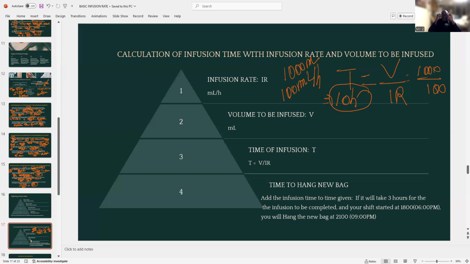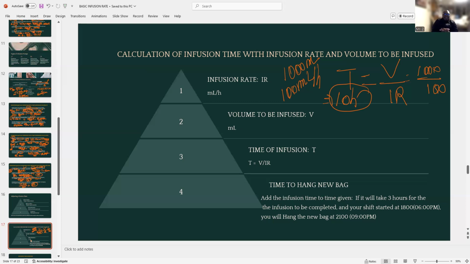What time is it going to be? This way you got to know how you can do your math, how you can do your subtraction. So if I start my shift right there at 7, it's going to be plus 10. It's going to be 5 p.m. At 5 p.m., I will have to hang the new bag, because the bag that I'm infusing now, starting at 7, will be infused completely after 10 hours. So if my shift starts at 7, by 5 p.m. I should be ready to hang a new bag.